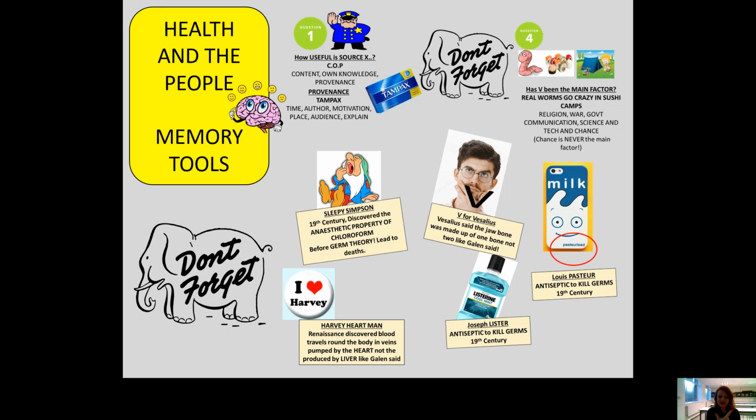I teach my classes V for Vesalius. So you make a V with your finger and your thumb and you hold it up to your chin. Vesalius is the jawbone. He proves the jawbone is just one bone, unlike Galen said when it was 2. If you can remember the jawbone for Vesalius, you can remember that anatomy in the Renaissance is really all about questioning the work of Vesalius, proving him wrong.